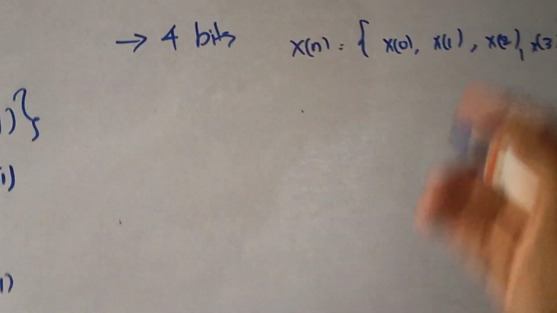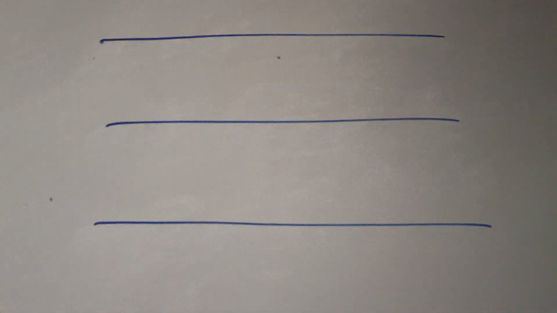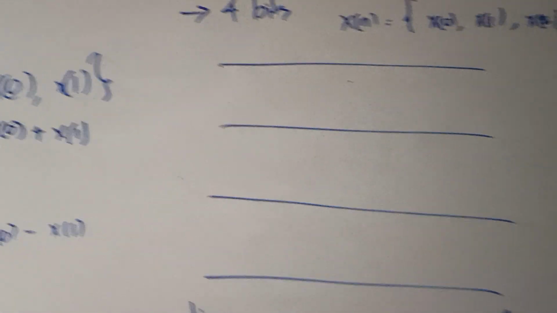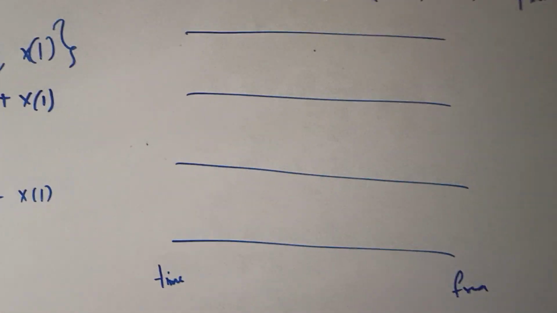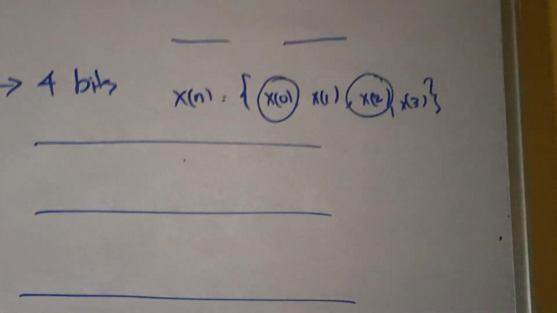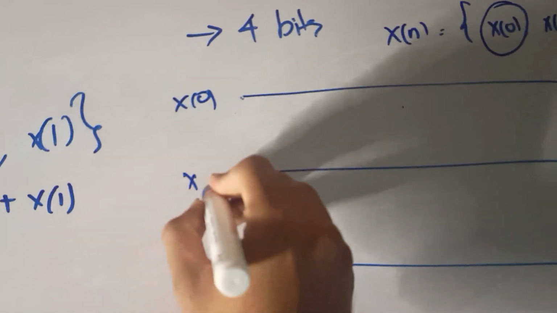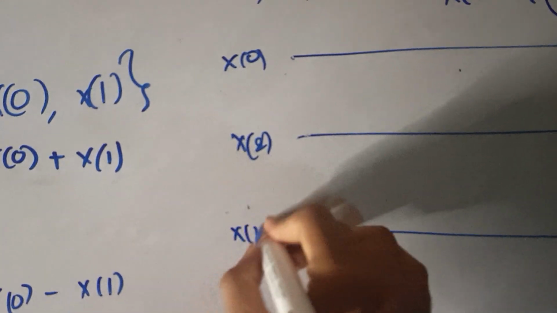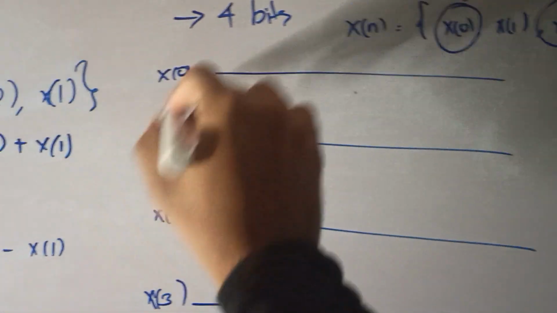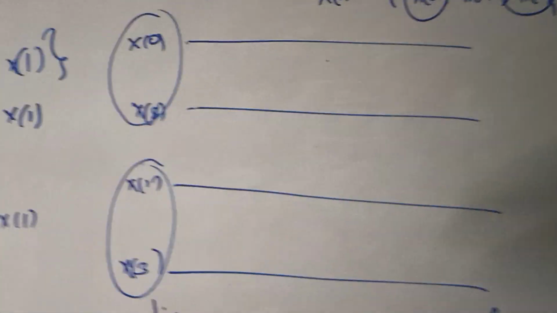So first let us draw the 4 lines: 1, 2, 3, 4. Now what does decimation in time actually mean? First we are going to write all the even elements. First comes x of 0, second comes x of 2, third comes x of 1, fourth comes x of 3. So we are grouping the even index terms on one side and odd index terms on the other side. This is called decimation.